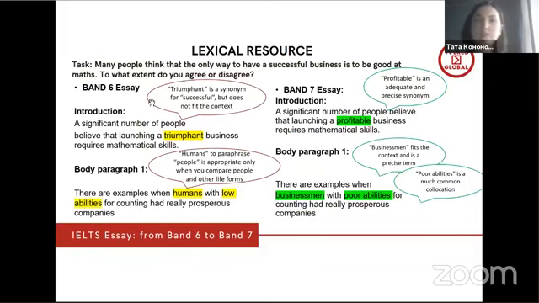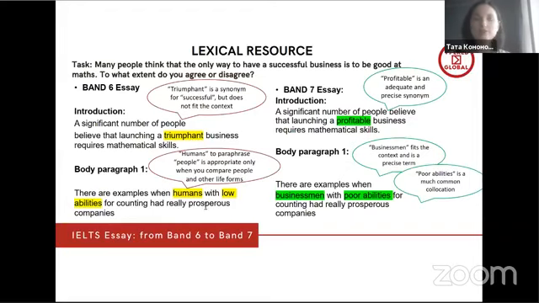The topic goes, many people think that the only way to have a successful business is to be good at maths. The topic is paraphrased like this. A significant number of people believe that launching a triumphant business requires mathematical skills. The word triumphant can really become a synonym for the word successful sometimes, but definitely not when we speak about business. And in the second paragraph, the example is even more interesting.